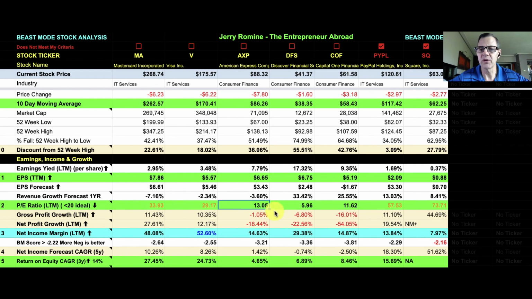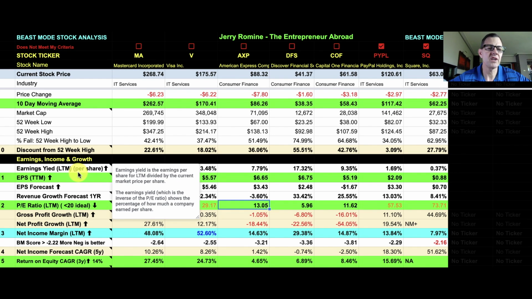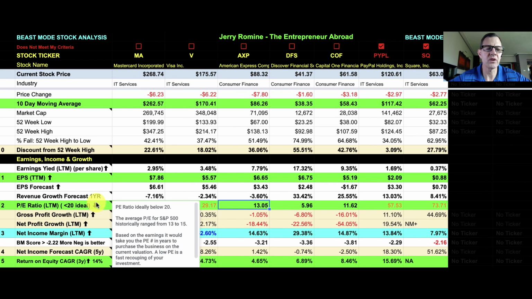By comparison, it would only take you 6 years for Discover, and it would take you 57 years for PayPal and 73 for Square. So now you can see why, as a value investor, the lower the number, the better. And since PayPal and Square have a high PE ratio, I'm going to go ahead and check the box, and that turns them red, and that's my cue that I'm not interested in these guys from a valuation standpoint. And one more thing I mentioned, I built my spreadsheet as a cheat sheet, so anytime you see an up arrow, that means that we're looking for a higher number, and if you see a down arrow, that means we're looking for a low number.